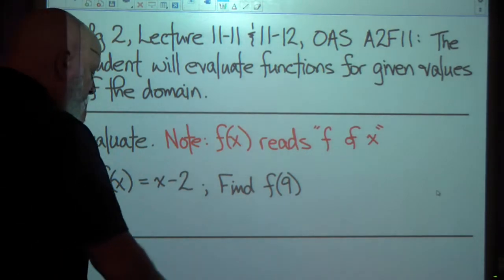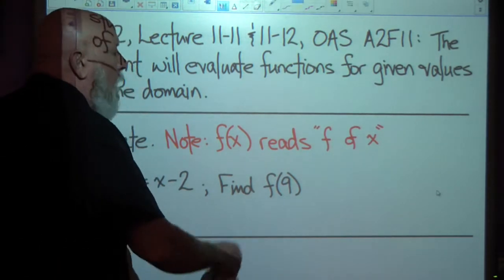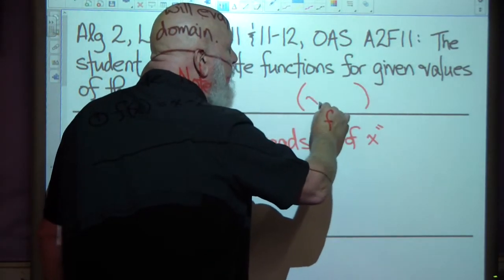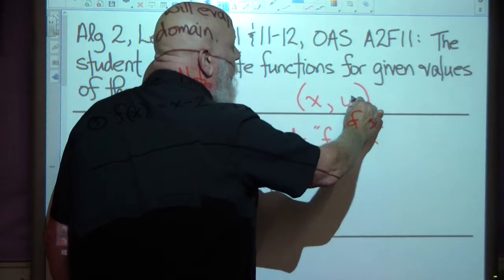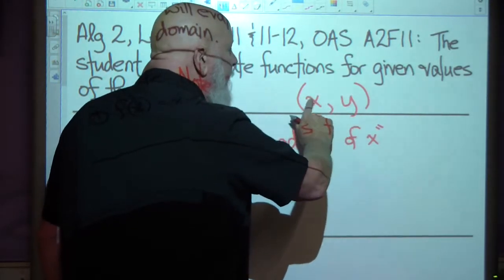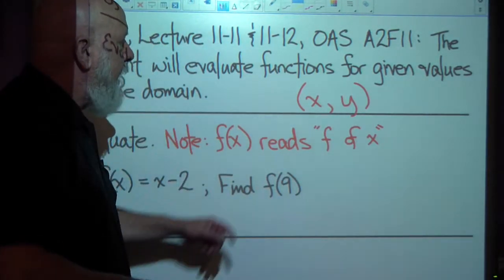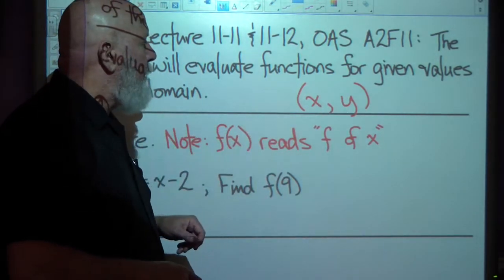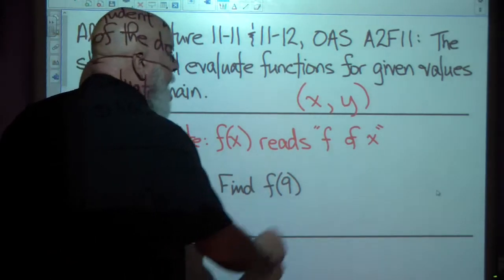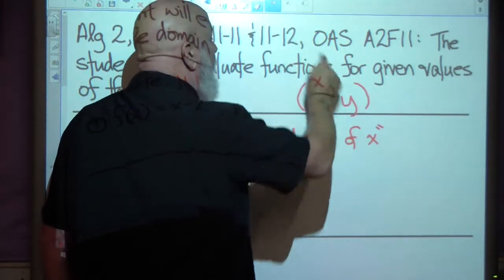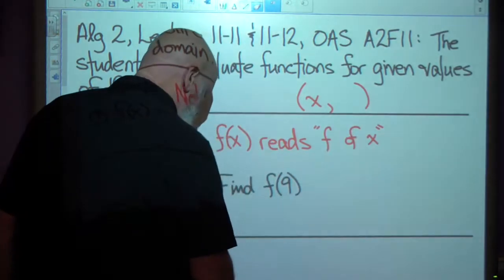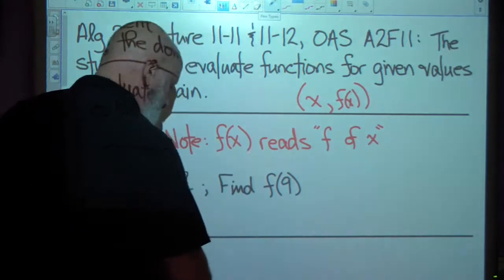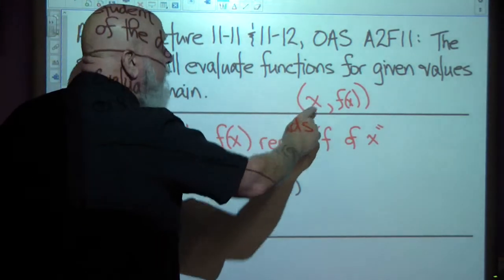Remember that when we have an ordered pair, the domain is the first term and the range is the second term. It might be x, y, it might be a, b, it doesn't matter what we label them. But this first term is the domain and the second term is the range. And it could be x. Instead of y, we often write f of x, like that. But we're going to be given elements of the domain.